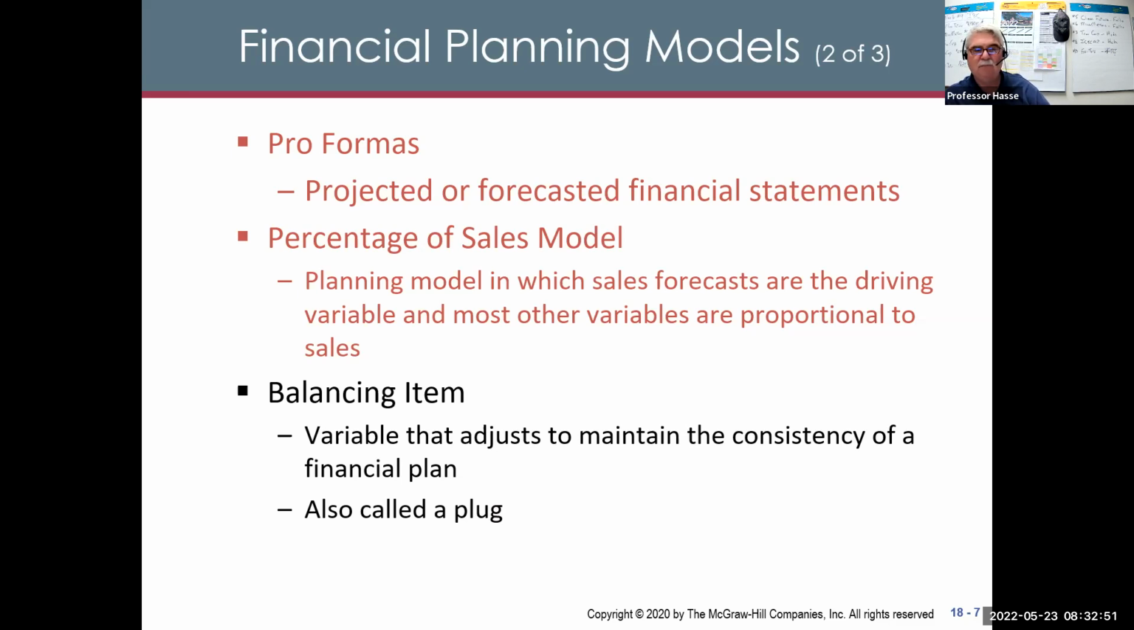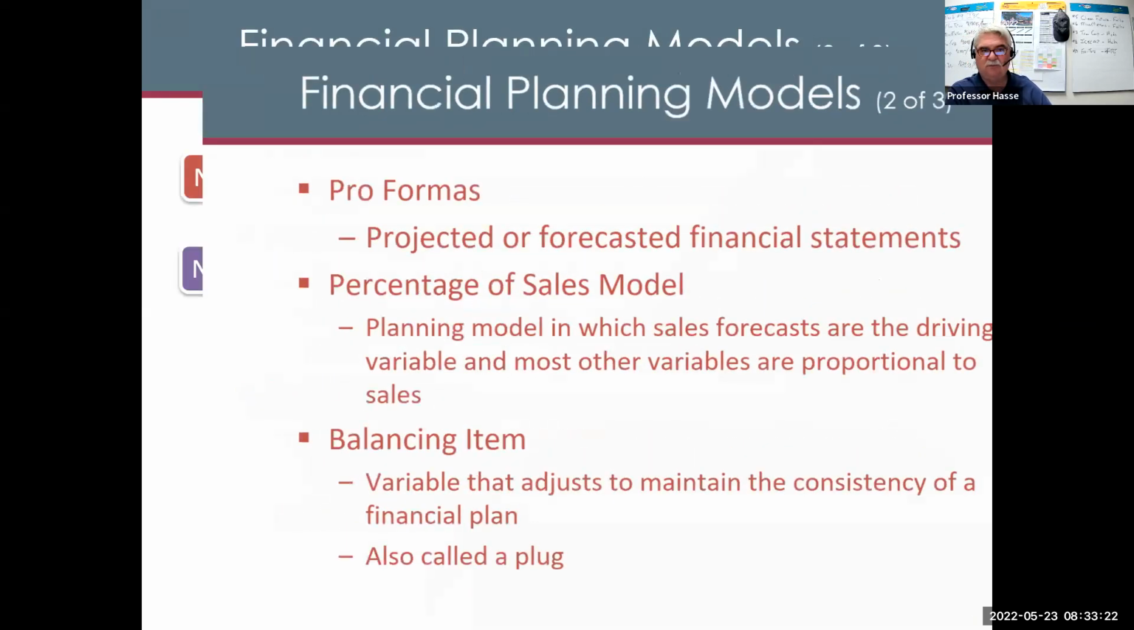And finally, it's called a balancing item. In other words, a variable that adjusts to maintain the consistency of your financial planning. In other words, we expect inflation to be 5% this year, and that's going to be the driver to our planning. So some is pro forma, just taking your financials and expanding them out into the future. A model based on sales growth, a model based on cost or inflation growth, all different types of models to base your future business projections.